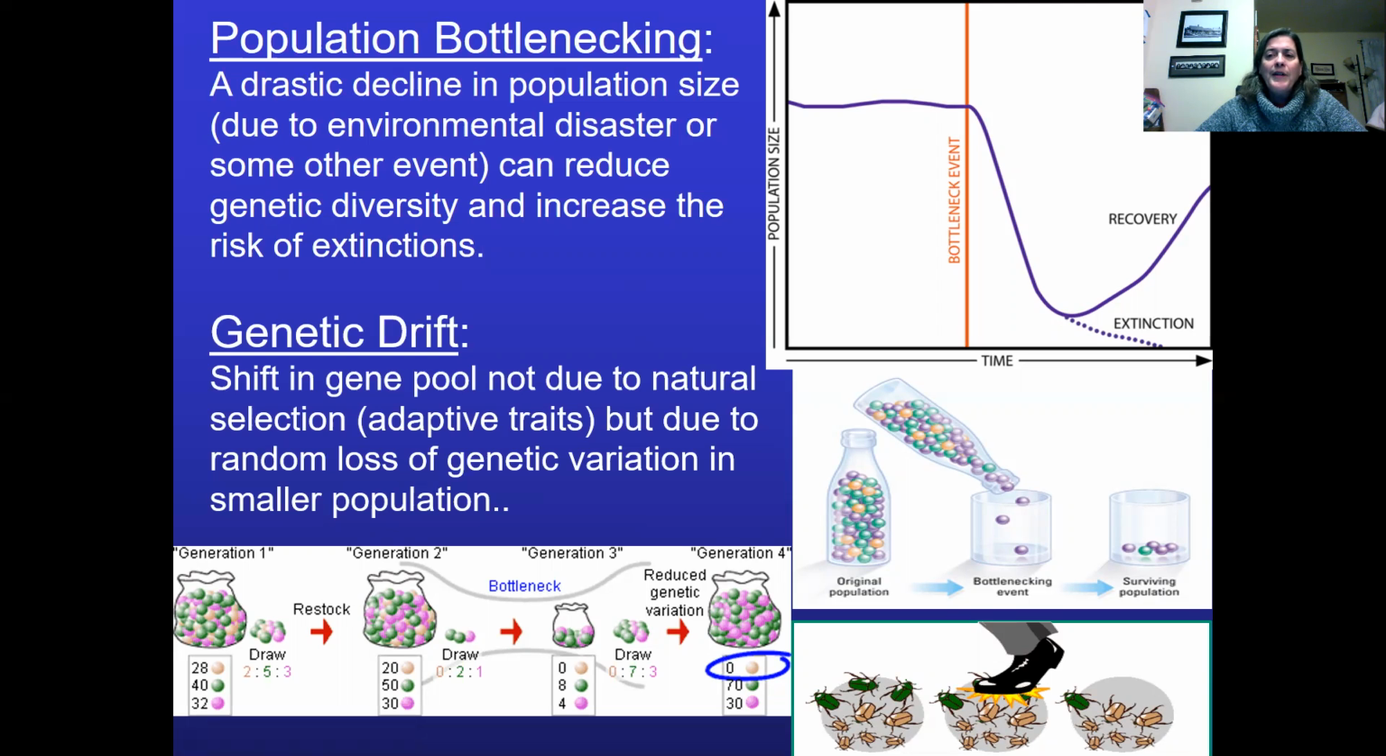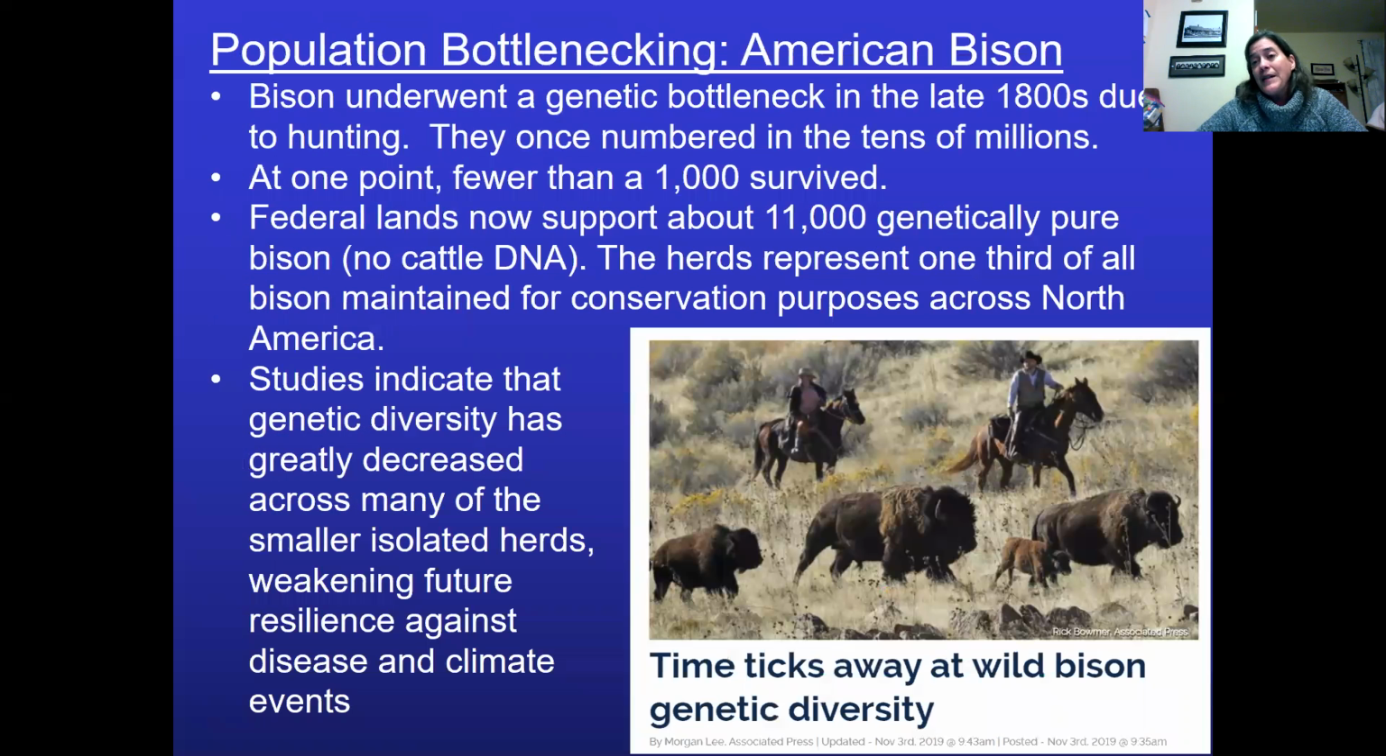How does this play out in the real world? Well, the American bison are a great example of a bottlenecking issue. They used to number in the tens of millions. They used to cover the heartland all the way up to the Rocky Mountains. They were hunted to near extinction when white people colonized the United States of America, and there were fewer than 1,000 surviving, down from the tens of millions. So you can imagine their genetic diversity was greatly reduced.